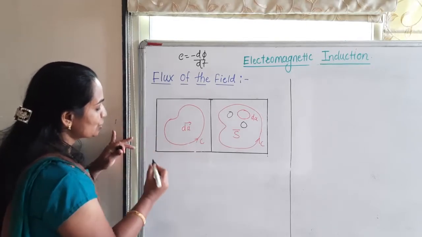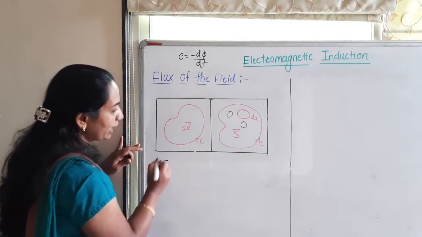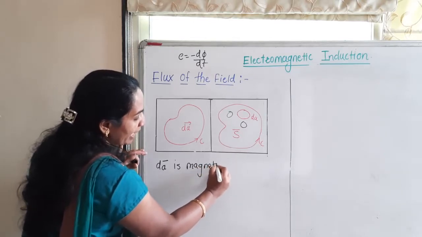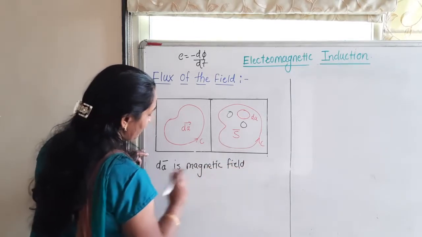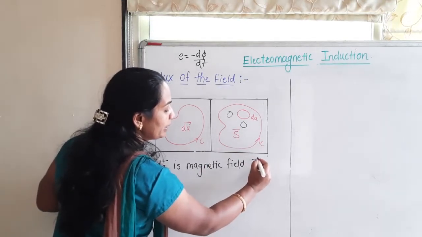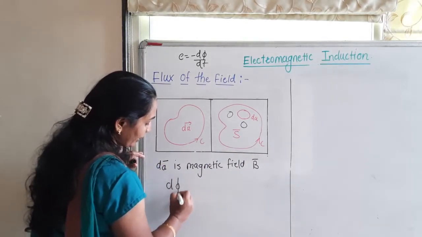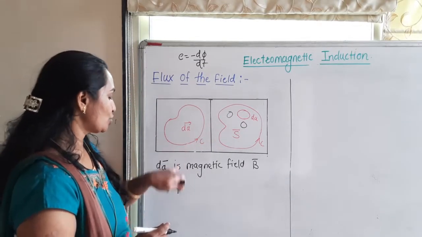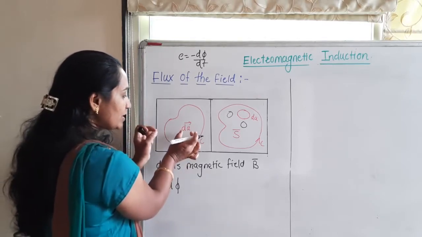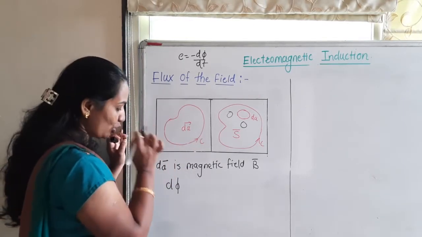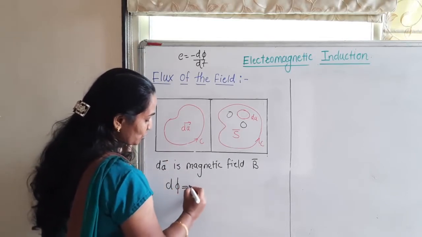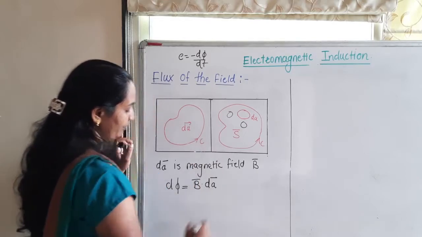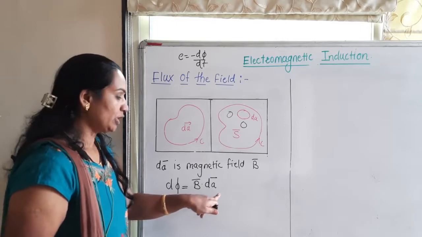This small area dA is situated in the magnetic field B, and then the flux is d phi. Why do we take d phi here? Because we consider the small area dA, so the flux is also small. So d phi is equal to B bar dot dA bar.